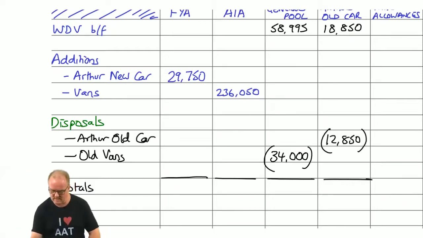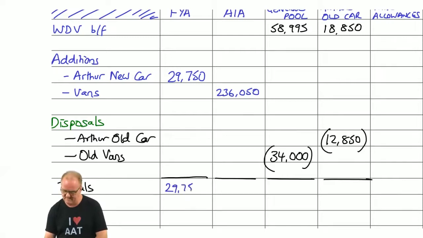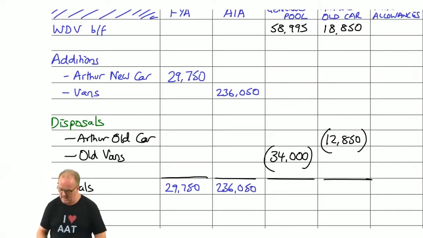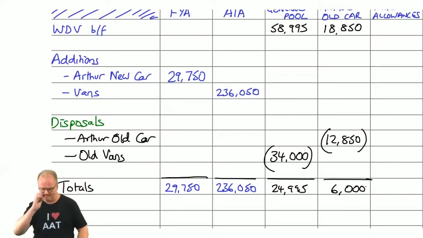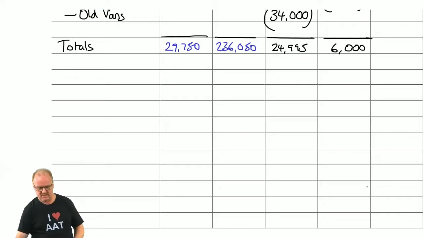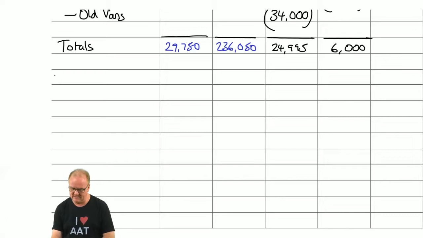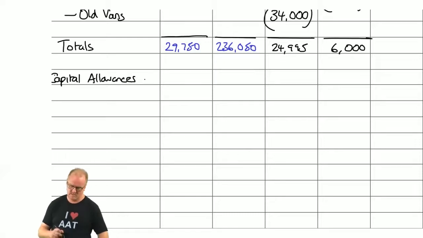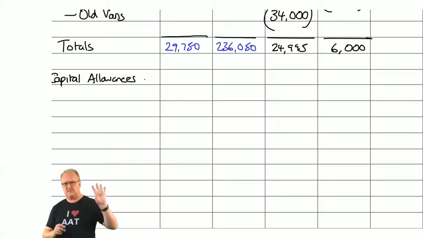So what have we got? We've got 29,750, 236,050, and we've got 24,995 and 6,000. Right, having done all of that, it is now time to do our actual allowances. I think I've spelled correctly. Yes, I have. 4 separate columns.